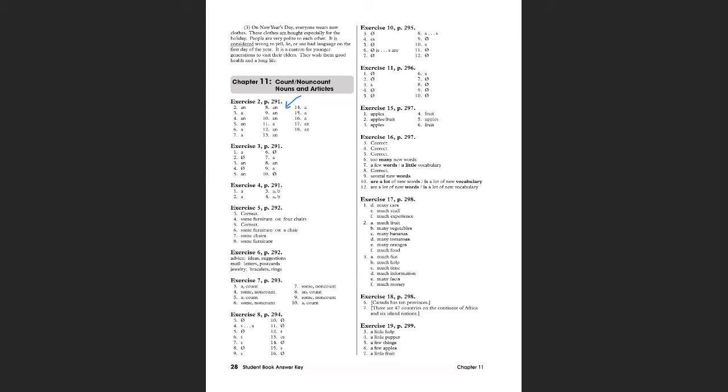Okay, so number 8 is an. A-N. Okay, 222. What is the next one? Number 9 and number 10 and number 11, number 12 and... Good. Continue. Keep going. What about 13? Number 13 is... number 14... 15 is... 16 is... and 17, 18. Okay.